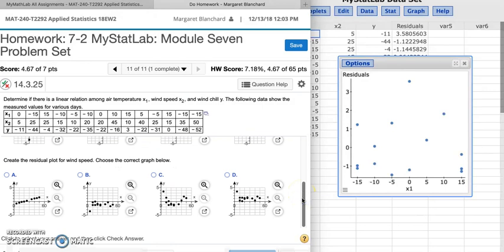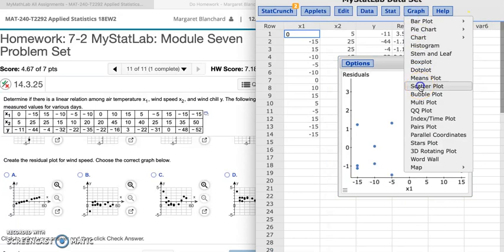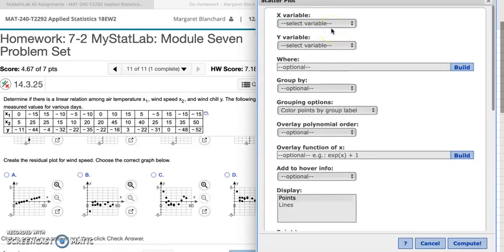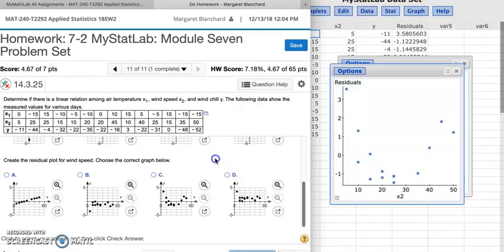All right, let's do the second part of part B. Create the residual plot for wind speed. So let's go back to StatCrunch, and we're going to go to Graph, Scatterplot, just like we just did. It's the exact same thing, except this time we're looking at x2, which is our variable for wind speed. Again, our y variable in this case is the residual. Compute.